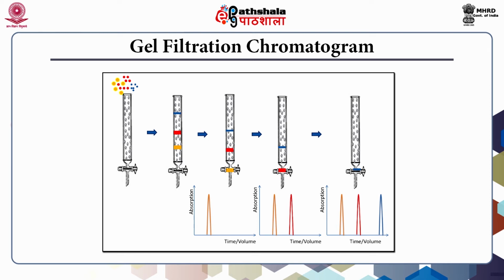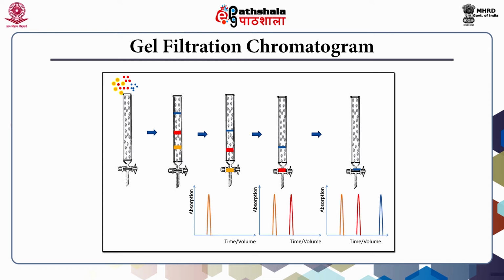In the fourth column, you can see that the red color molecules are coming out, so there is a red color peak. And in the final column, you can see that the blue color molecules are coming out, that is why we can see the blue color peak. So, what it is explaining here is that there are 3 kinds of biomolecules that can be separated by gel filtration chromatography, and those are clearly separated in 3 different peaks. This is called a gel filtration chromatogram.